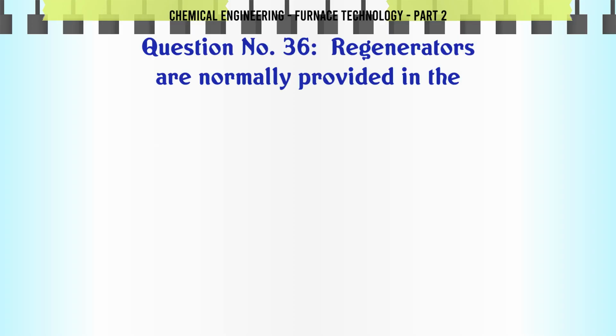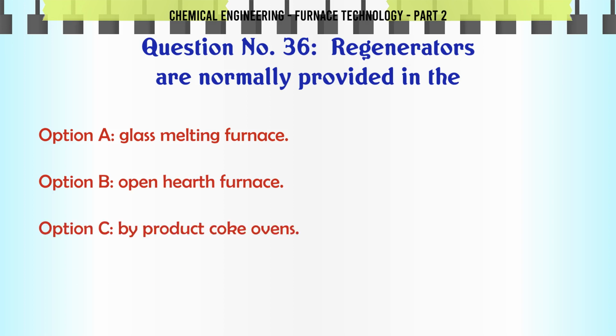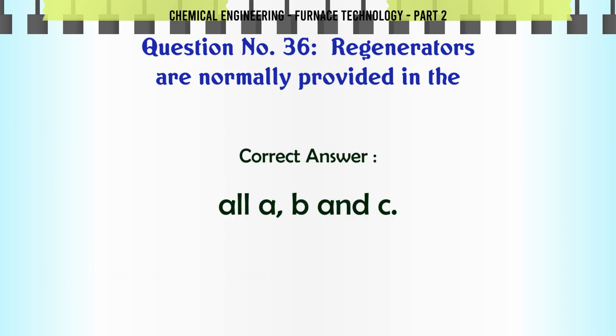Regenerators are normally provided in the A. Glass melting furnace. B. Open hearth furnace. C. Byproduct coke ovens. D. All A, B, and C. The correct answer is all A, B, and C.